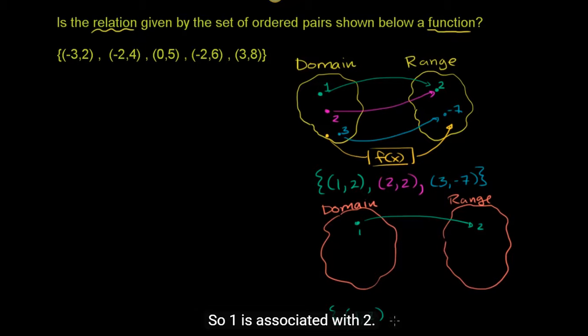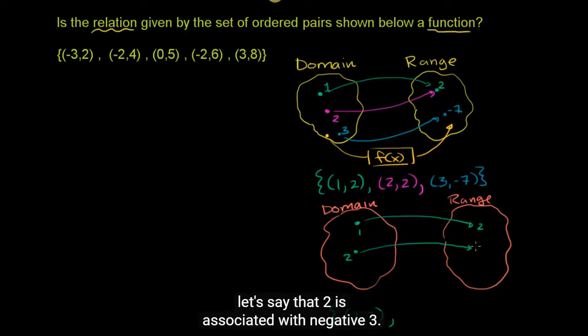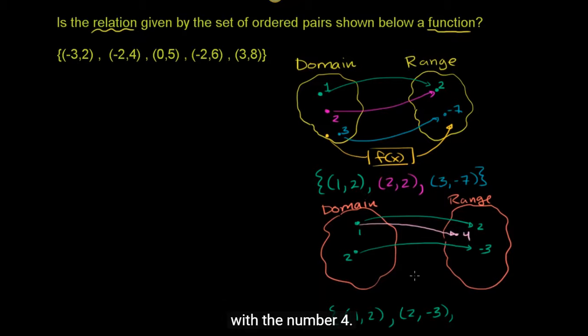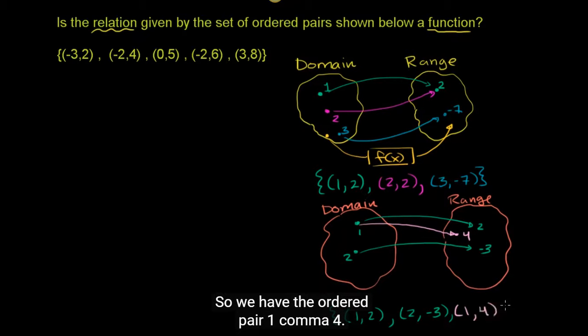So 1 is associated with 2. Let's say that 2 is associated with negative 3. So you'd have 2, negative 3 over there. And let's say on top of that, we also associate 1 with the number 4. So we also create an association with 1 with the number 4. So we have the ordered pair 1, comma 4.